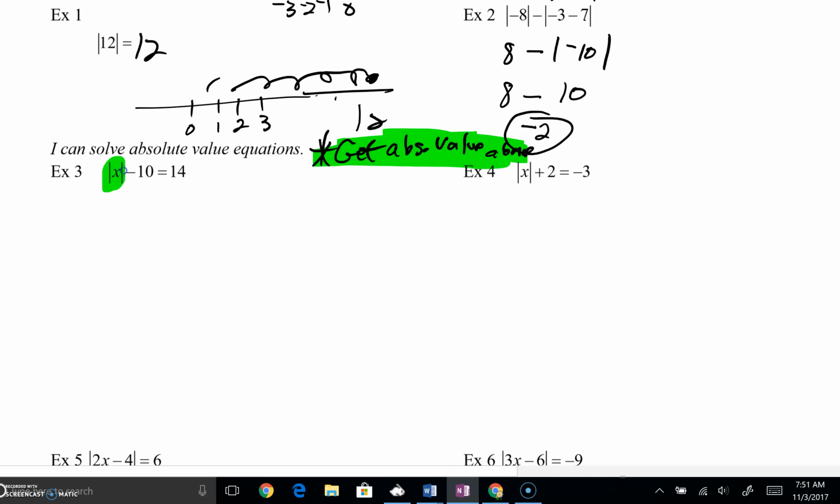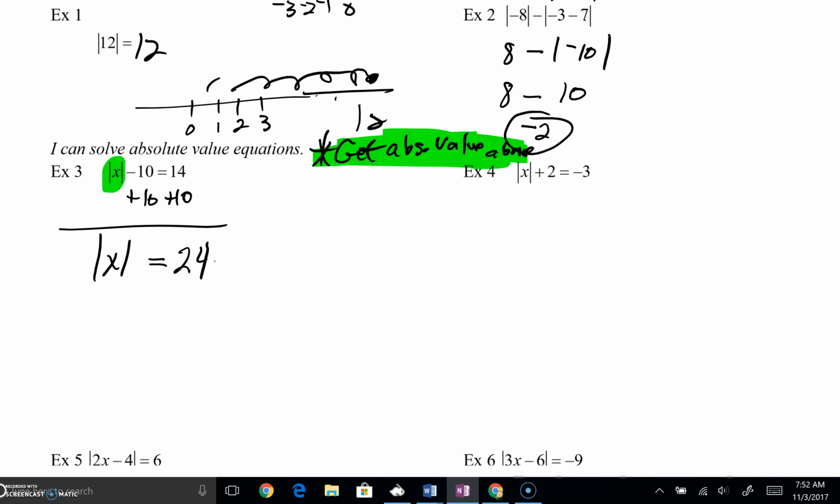Here's your absolute value right here. Is it by itself? No. Get it by itself. It's the absolute value of x minus 10 equals 14. Guess what we got to do? We're going to have to add a 10 to both sides, right? And we'll have the absolute value of x is equal to 24.